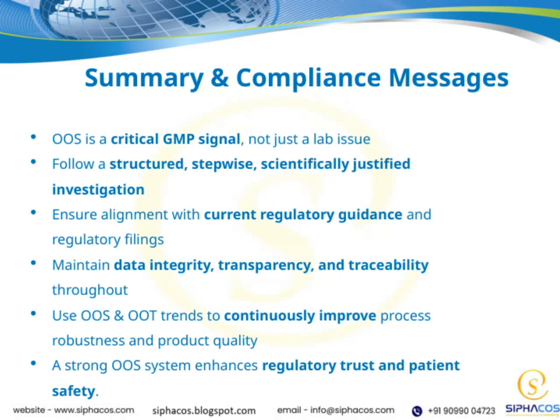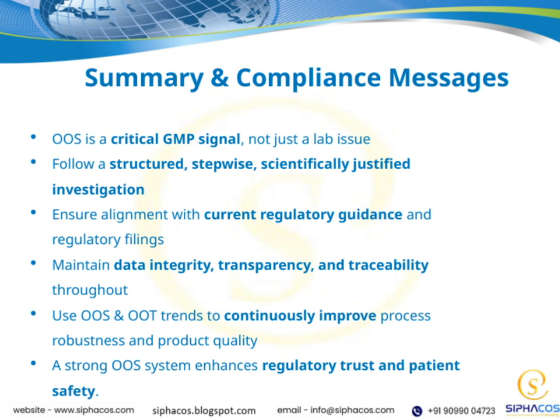OOS, or out of specification, is a critical GMP signal that goes beyond just being a lab issue. It's an indicator that something might be affecting the quality of our product or process, so we need to take it seriously. When we encounter an OOS result, it's essential to follow a structured, stepwise investigation. This means systematically examining every aspect of the testing and manufacturing process to identify the root cause. It's also crucial to ensure our investigation aligns with current regulatory guidance and our regulatory filings. Staying compliant not only keeps us in good standing, but also reinforces the integrity of our data.